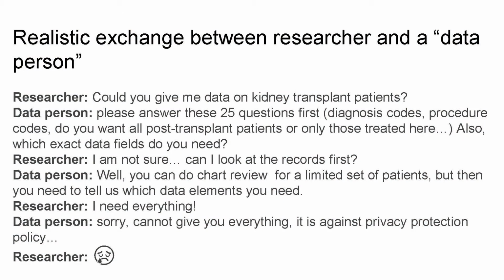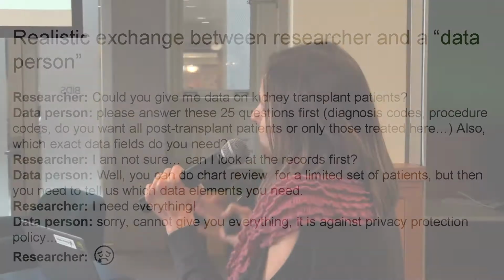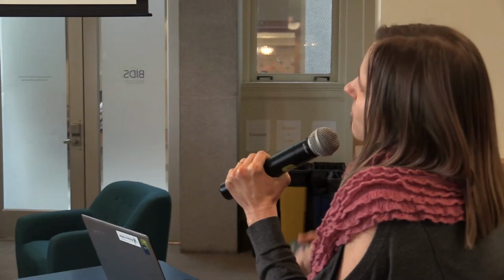But so this is an example of a painful but realistic exchange between a researcher and data person. Researcher: could you please give me data on kidney transplant patients? Data person: please answer these 25 questions first. Give me diagnosis codes, procedure codes. Tell me if you want all post-transplant patients or only those treated here in the center. Also, which data fields do you need?